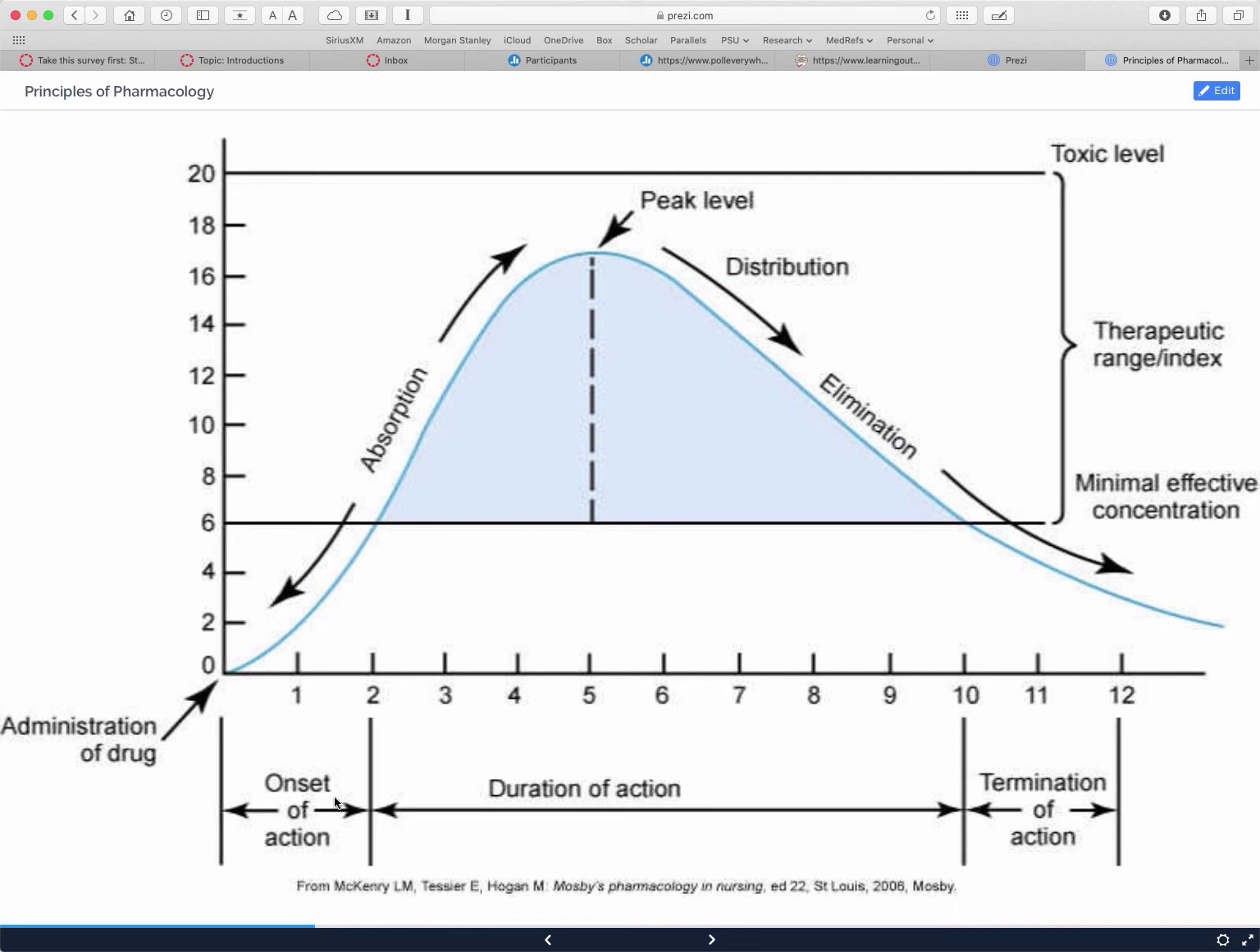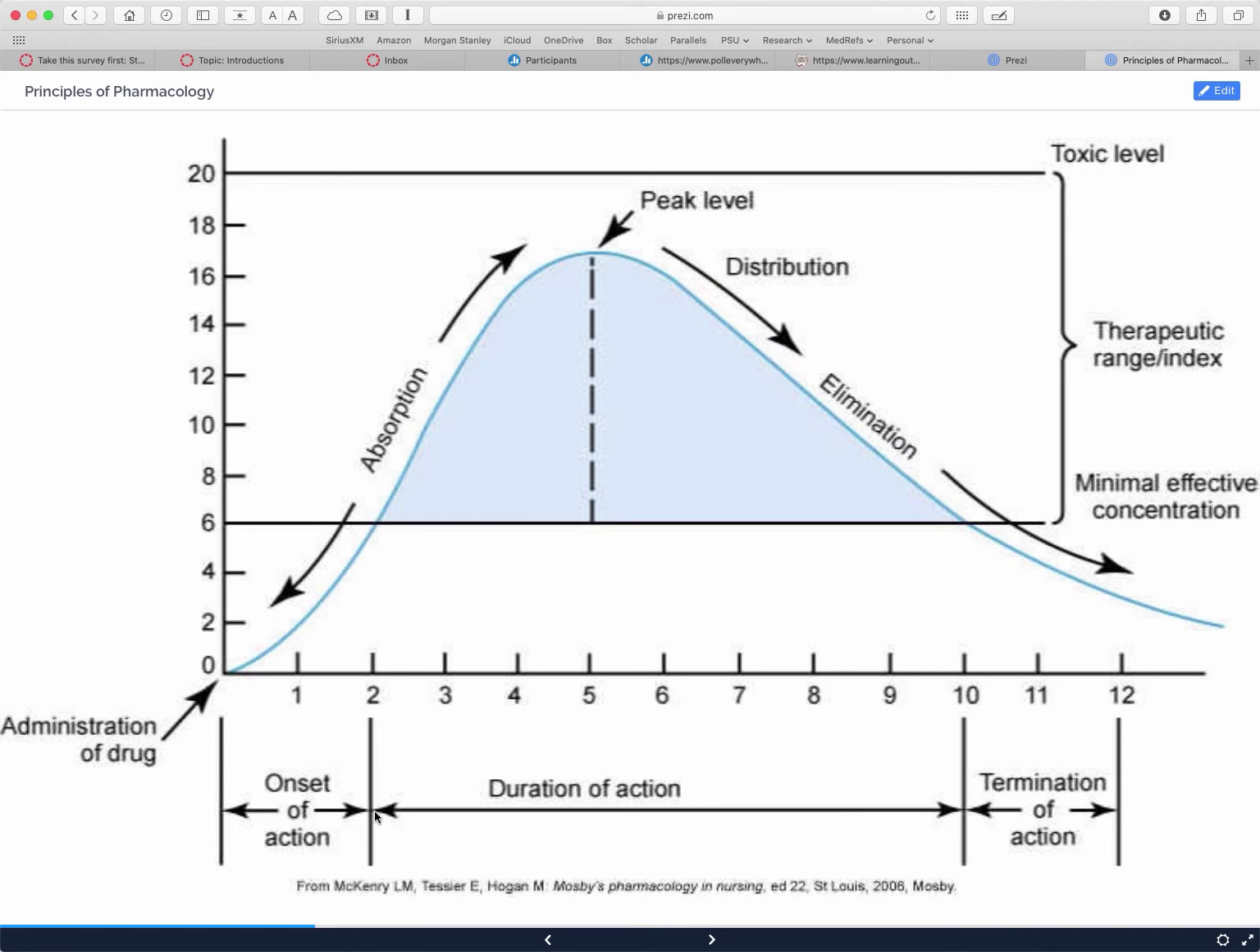You take the pill, and that pill gets absorbed into your bloodstream and it gets distributed to the body. And during that time, the action of the drug does not take effect, right? That onset of action takes 30 minutes or so. Then the period of time that occurs from the beginning of the onset of action until the end of action, or the termination of action occurs, that's called the duration of action.